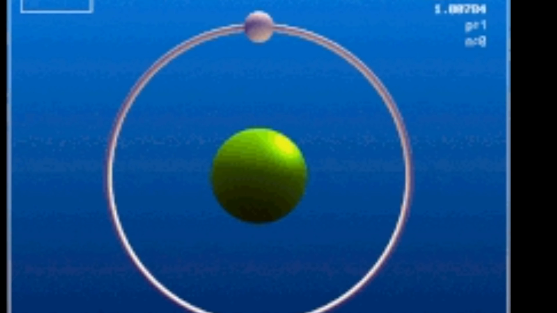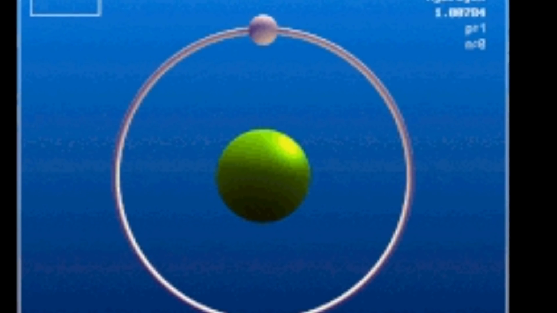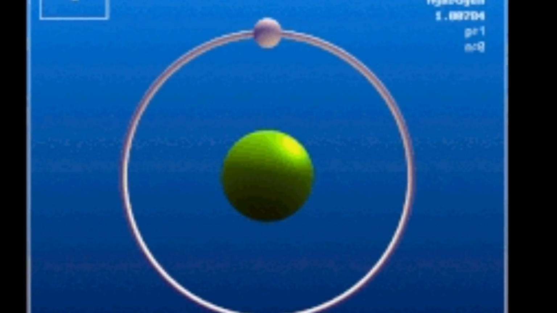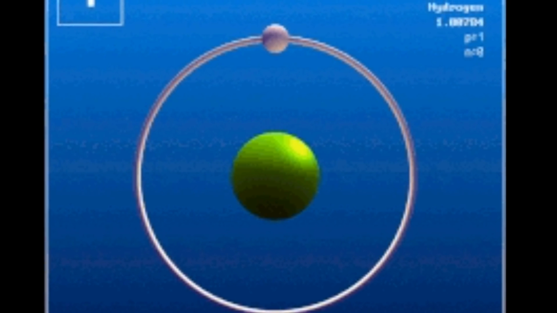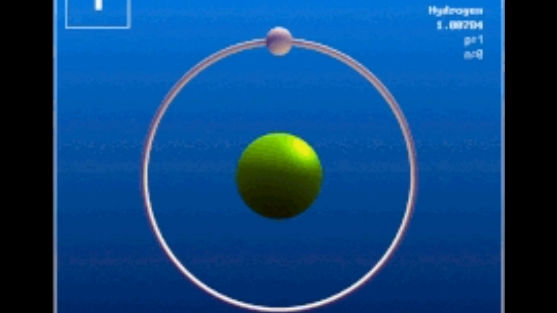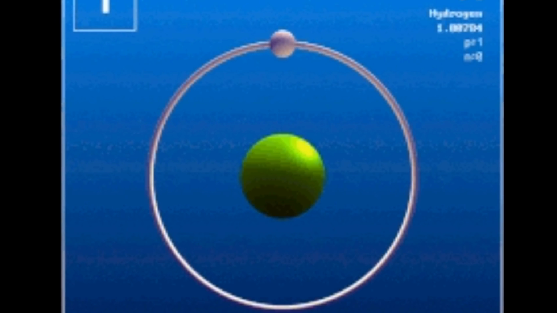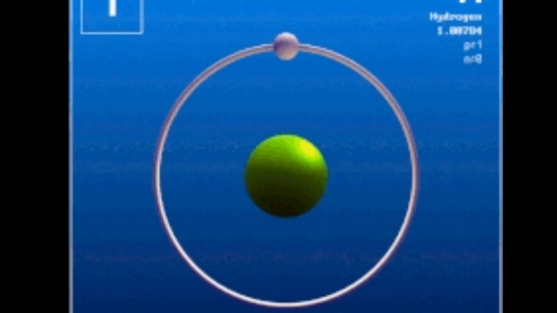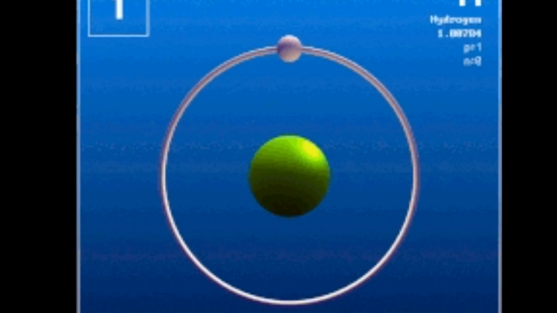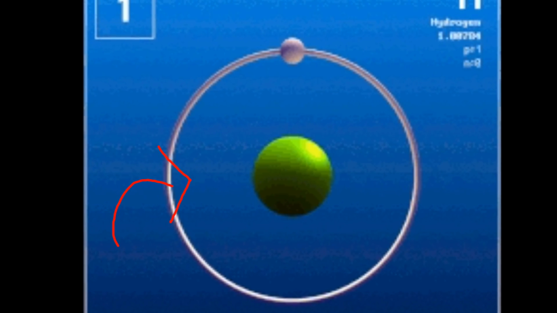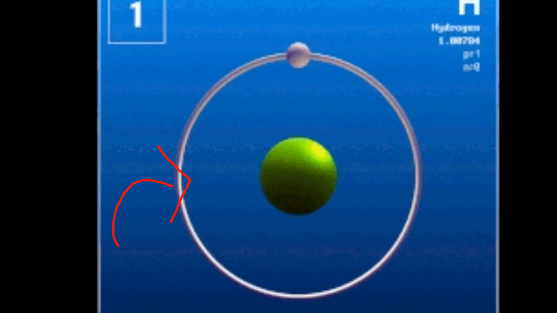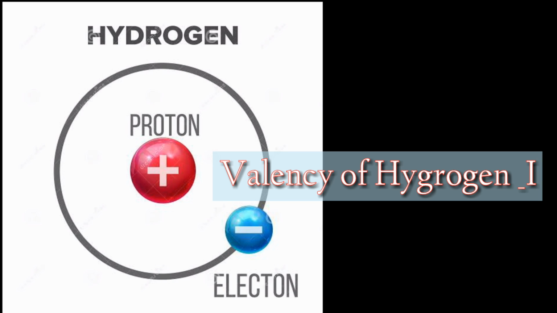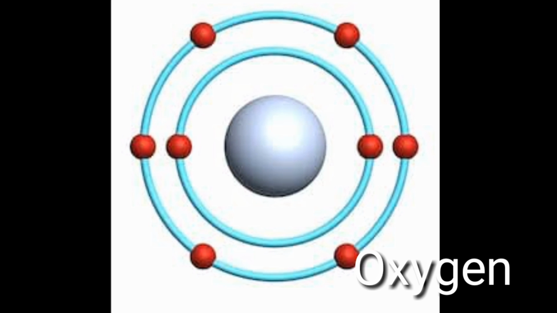In this picture, this is the atomic structure of hydrogen. We can see just one electron in the outermost shell, and as we know the K shell should have 2 electrons. What can be done to get 2 electrons? We have to add 1 electron to it. So adding 1 extra electron, we can say the valency of hydrogen is 1.